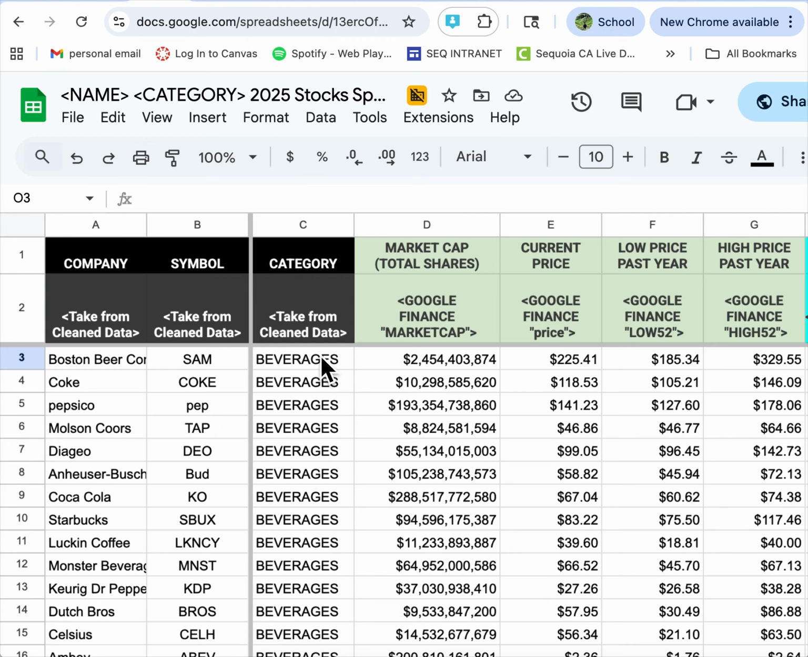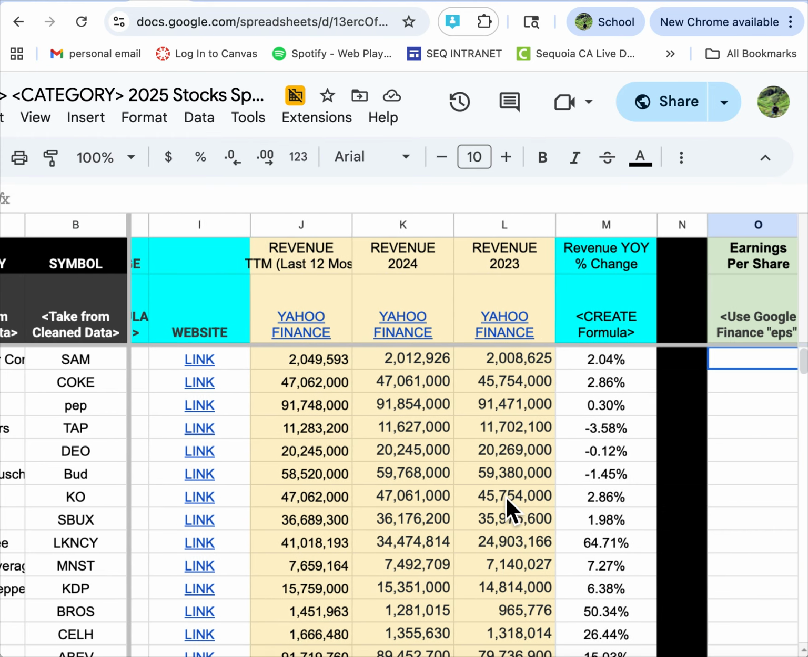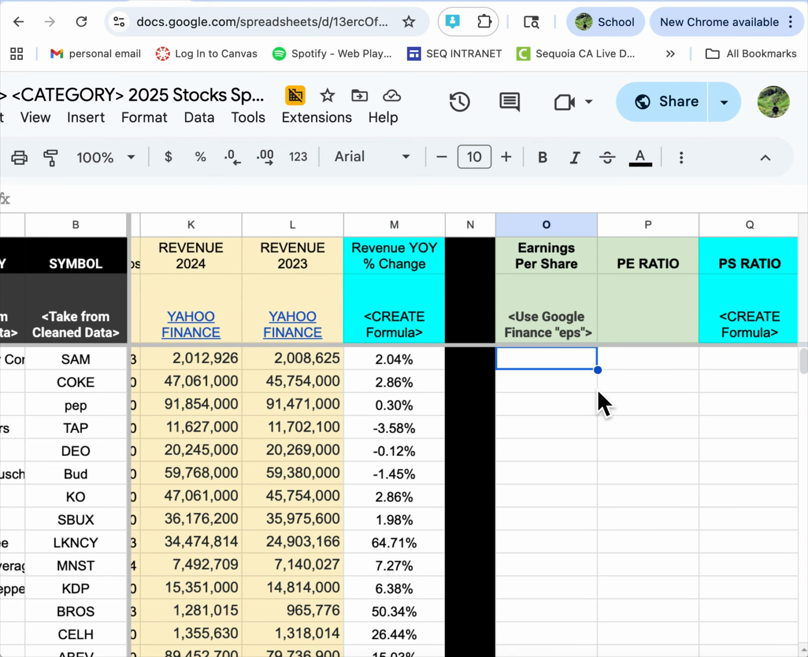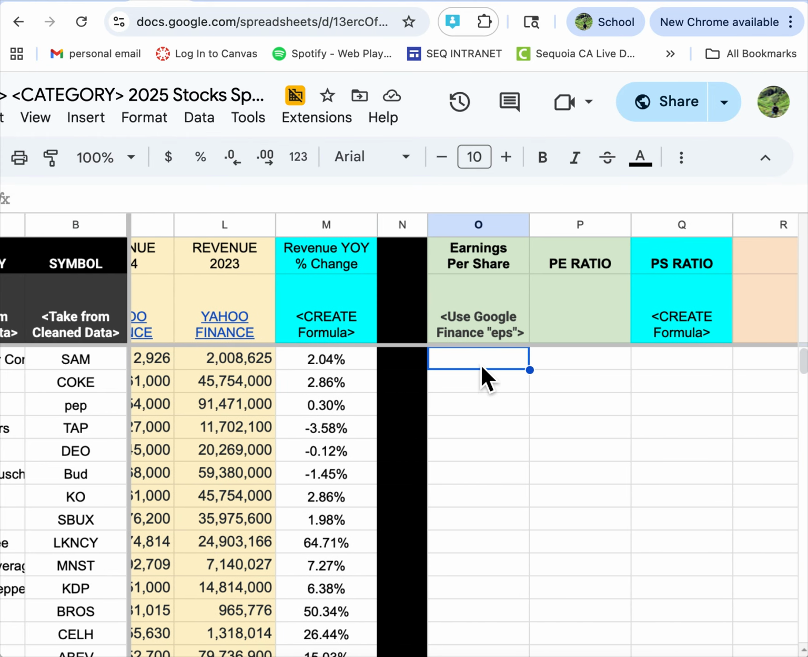I have all my data for these beverage companies like Coke and Starbucks and Monster and all those. So everything's filled out. Now I'm going to take a look at how much money they're making in profit compared to how much I've got to pay for the share.